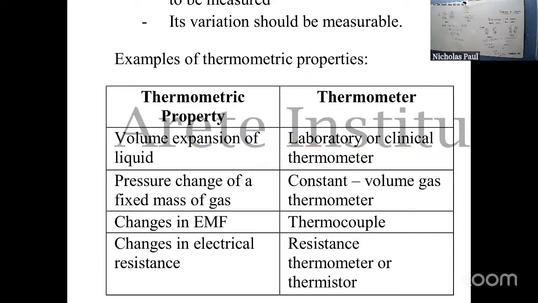Let's take a look at one of them. Let's take a look at the thermocouple.